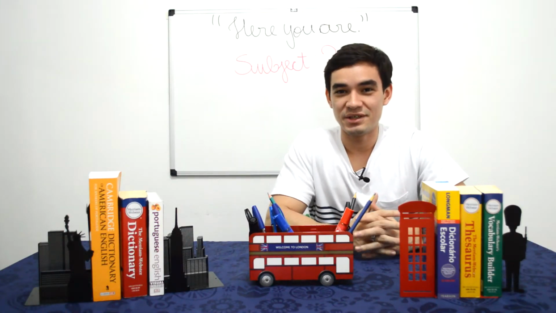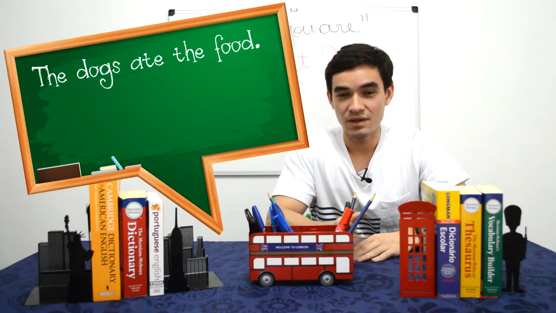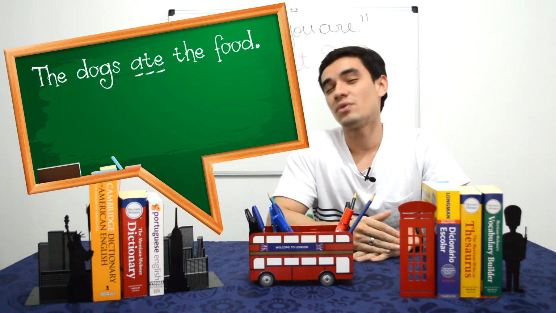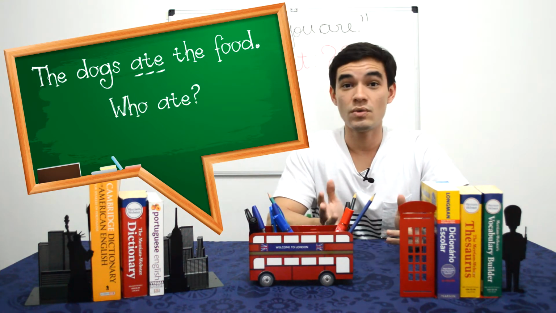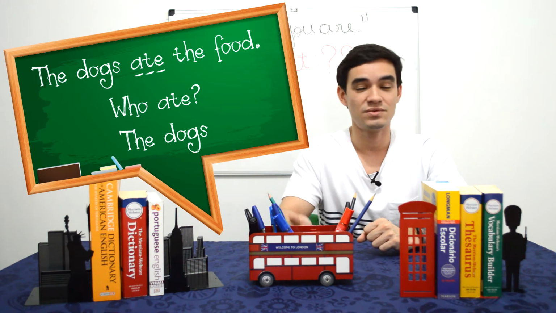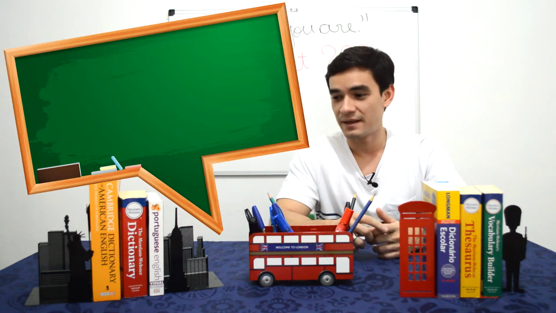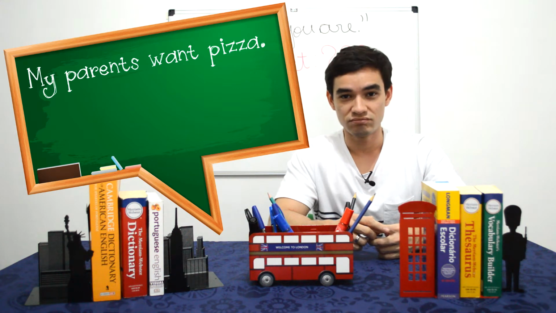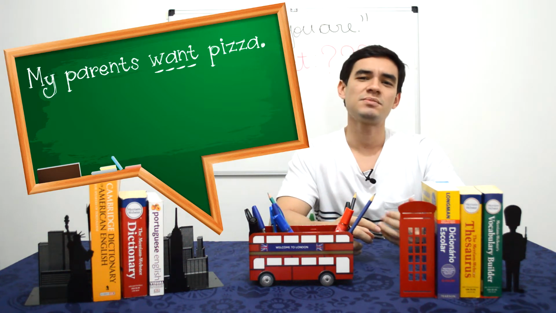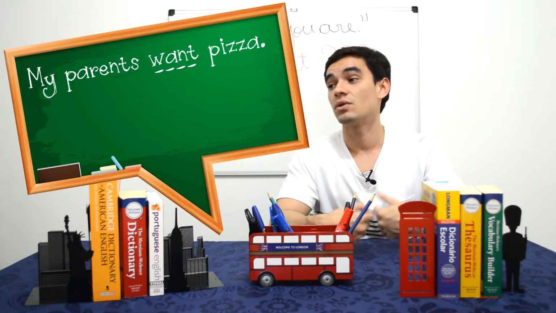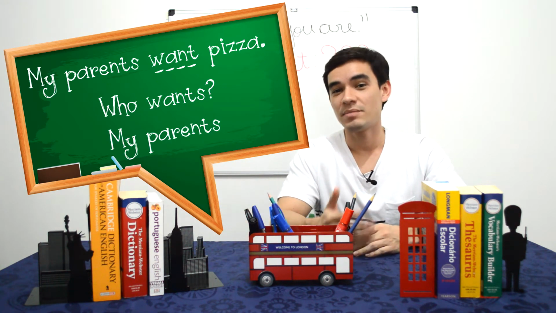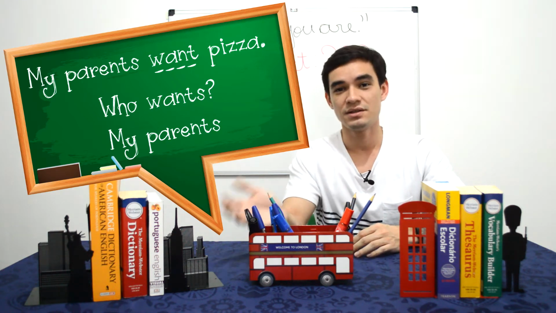Let's see some more examples to understand better. The dogs ate the food. First step, what's the verb? To eat. Second step, who performed the action of eating or who ate? The answer? The dogs. So the dogs is the subject of the verb to eat in the sentence. Another one. My parents want pizza. First step, what's the verb? To want. Second step, who is performing the action of wanting or who wants? Answer, my parents. So my parents is the subject of the verb to want in the sentence.